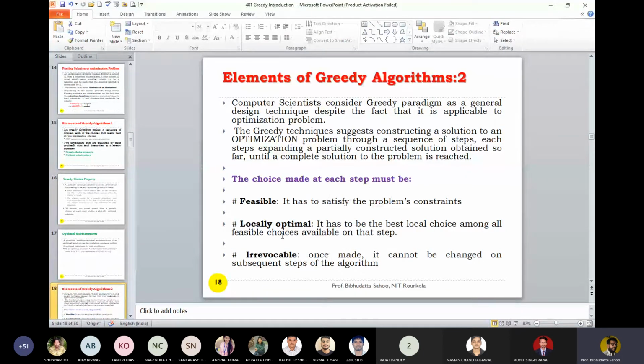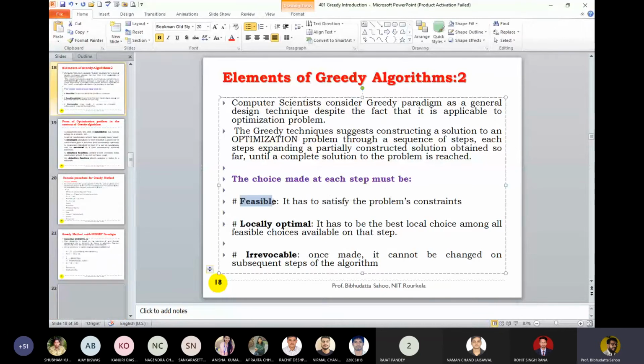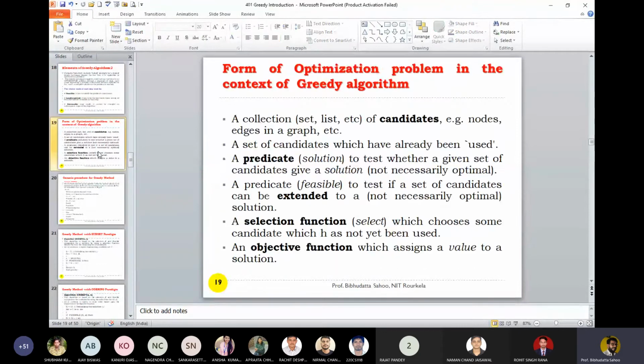The choice that is made at each step must be feasible. That means the choice you are making exists, and that information is available in your problem statement. Second, it is locally optimal, and third, the decision which is made cannot be changed. This is the way dynamic programming differs. The decision you made at stage 1, you are going to discard when you are at the second choice. But here, whatever decision you have made will be part of the solution. That is one of the reasons why global optimal is not always possible.